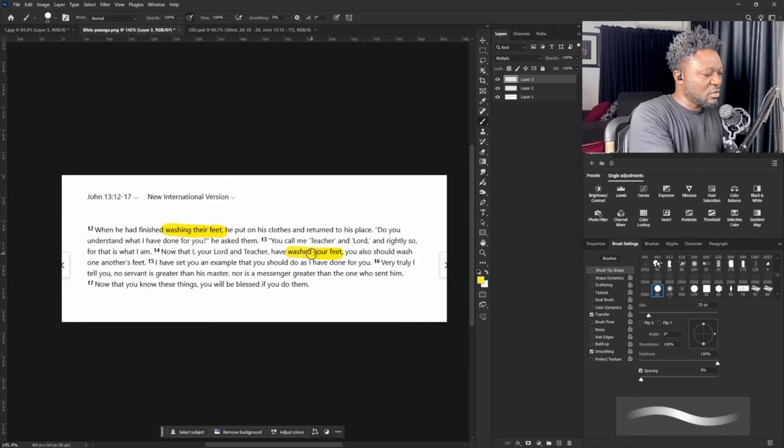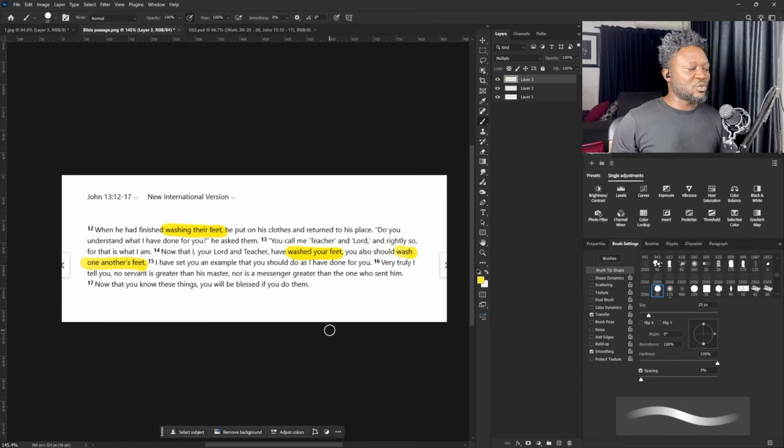Washed your feet here. All right. And then we have, wash one another's feet here. So it means if you really want to be a good leader, there's a part of serving people. That's actually one of the qualities of a leader.